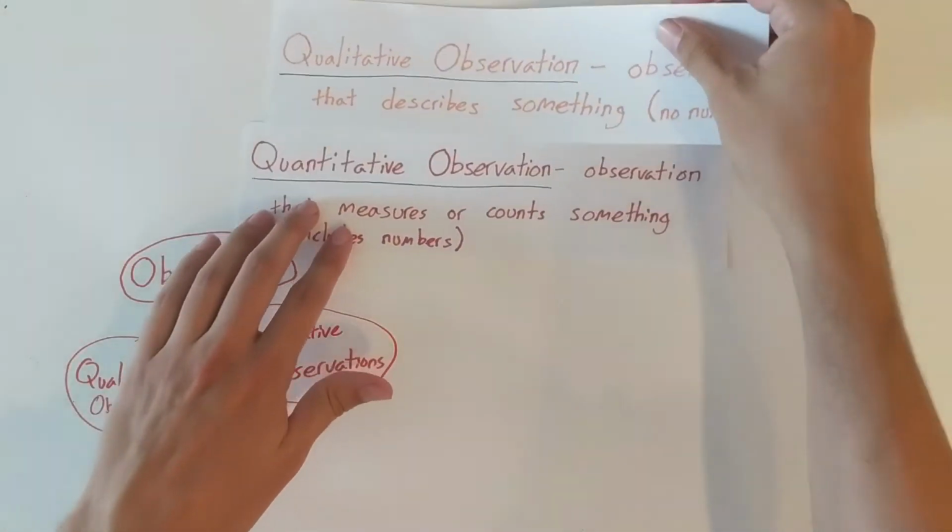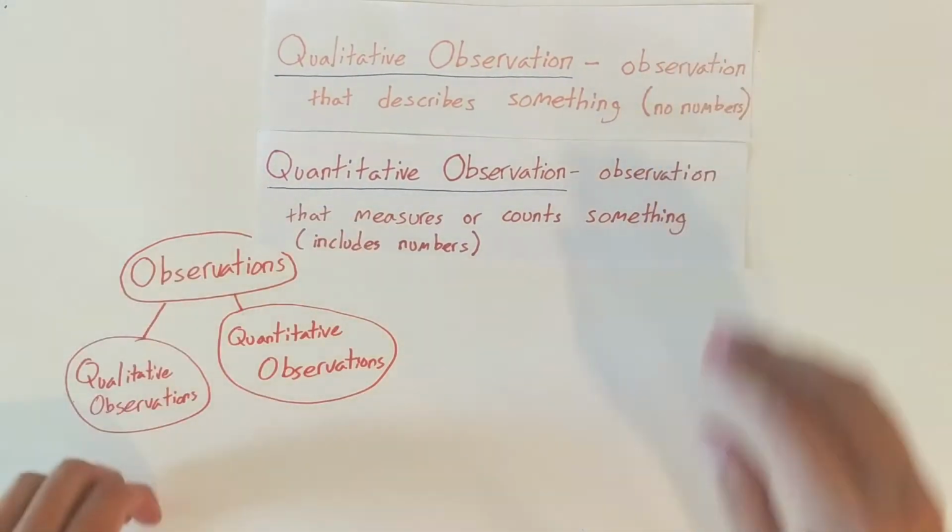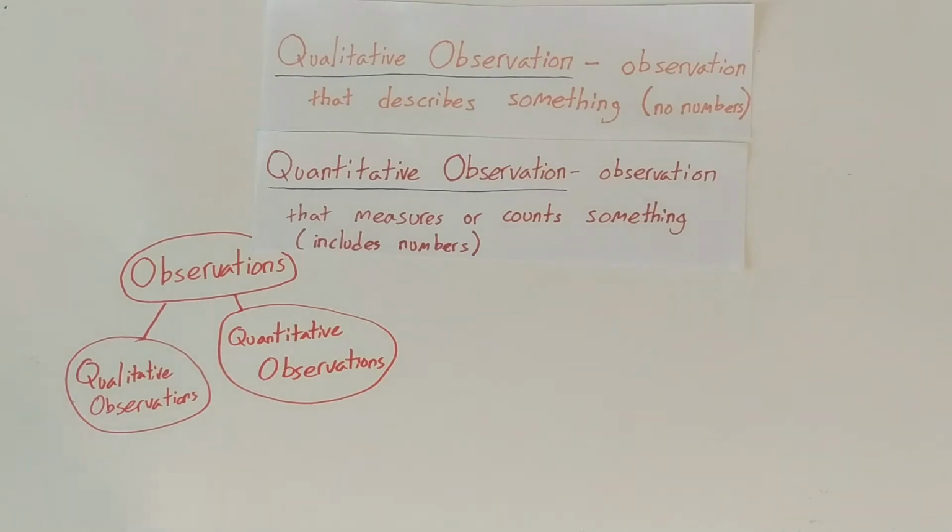So you could think of it as we use our senses to make observations. And then qualitative observations are observations that describe something. There are not numbers involved in qualitative observations. Whereas quantitative observations are observations that either measure something or count something. So they include numbers. So that's a real easy way of remembering which ones are which.